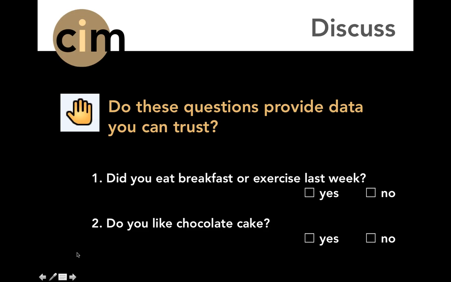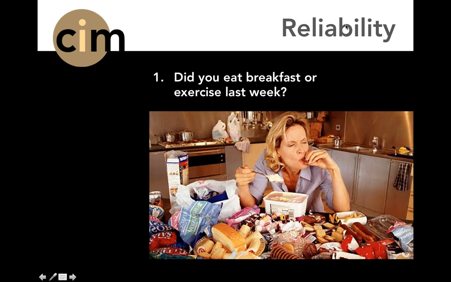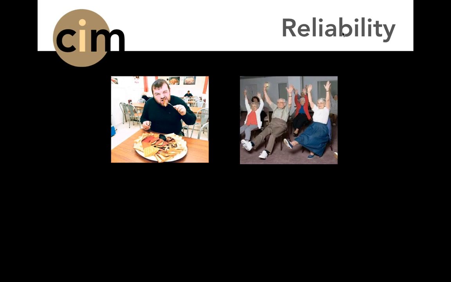So I'm going to now unpick these a little bit more, and I'm probably going to mention a lot of the things that have already been said. I'm going to start by talking specifically about reliability. And remember, a question with good reliability measures information reliably, that is, each time you measure, you get the same results. And so this question, did you eat breakfast or exercise last week? Everyone who responded recognized this as an or question.